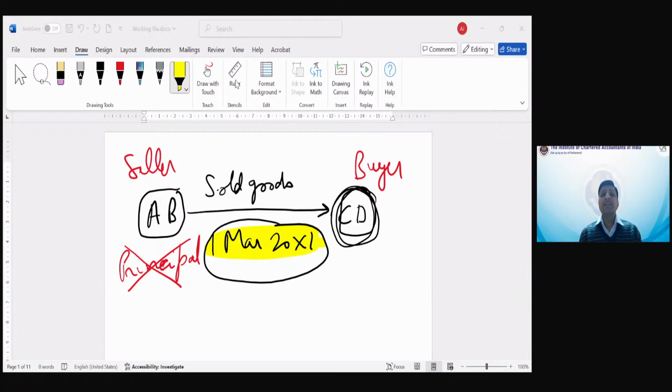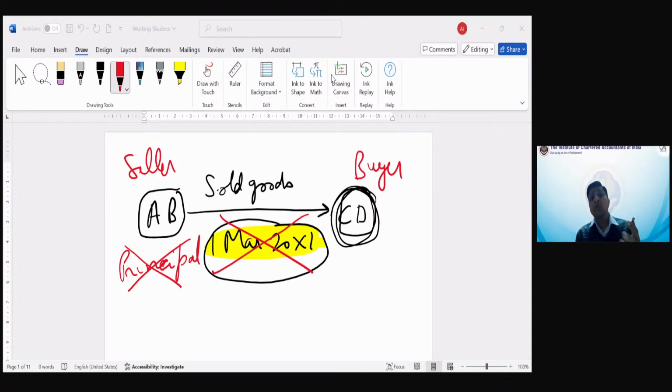So the point is, can we recognize revenue on 1st of March? The answer is no. On 1st of March, there is uncertainty of collection. So will that criterion be fulfilled? No. So will you be able to recognize revenue on 1st of March? No.